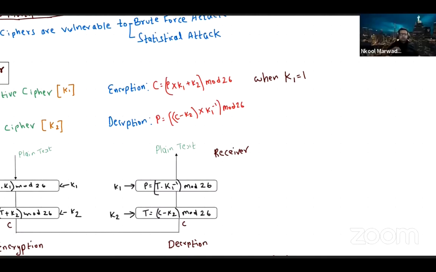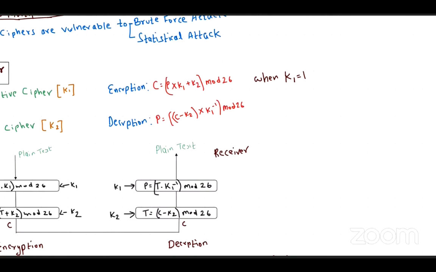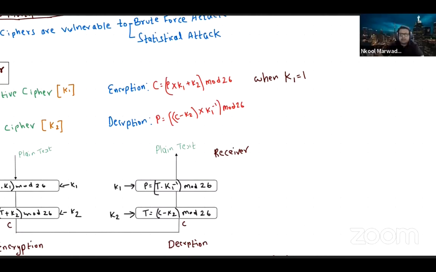Yes, so the multiplication term is vanishing now. When K1 is 1, the multiplication term will vanish. It will just become P plus K2, then C minus K2 for decryption. And that is the additive cipher. Yeah, additive, I got confused. Sorry, it is additive.